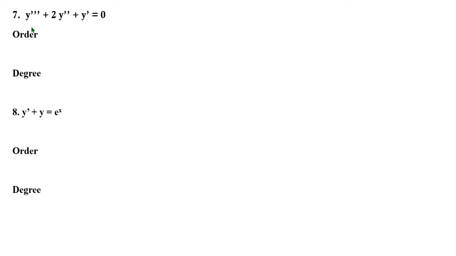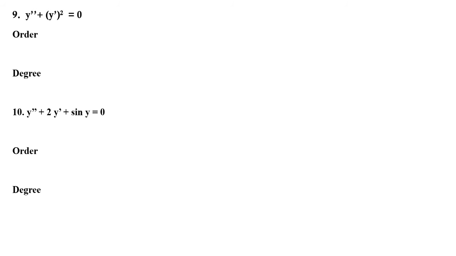The next question is y triple dash plus 2y dash plus y dash is equal to 0. Here we can easily say the order is 3 and it is also a polynomial equation. So here the order is 3 and the degree to which this highest order derivative is raised is 1. So the degree is 1. The next one is y dash plus y is equal to e raised to x. Here the highest order in this differential equation is 1. So the order is 1. The degree to which the highest order derivative is raised is again 1. So the order is 1 and the degree is 1.